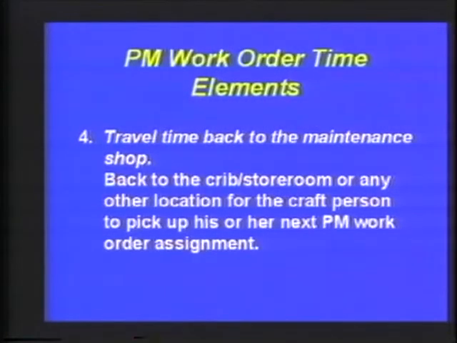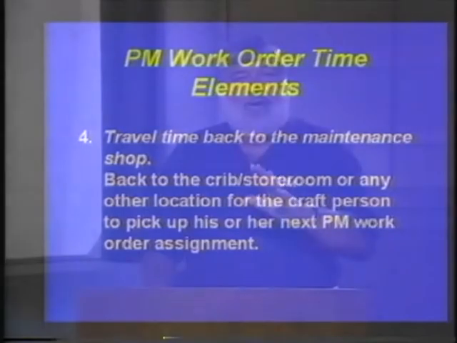And step number four on the bottom of page 5B, we're talking about the travel time back to the job site, and from the job site back to the maintenance operation. Now, a little later, when we get into scheduling, you're going to see we have two types of scheduling systems. One is called sequential scheduling, where we have two or more PM orders that are going to be performed by, let's say, a PM person in sequence.